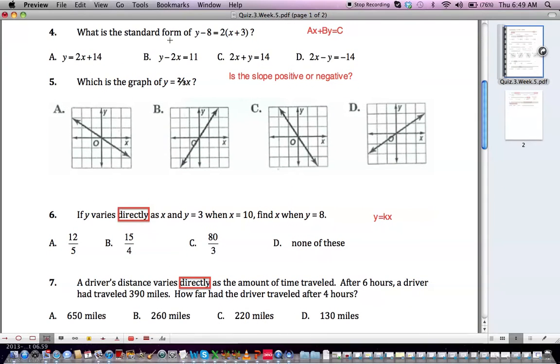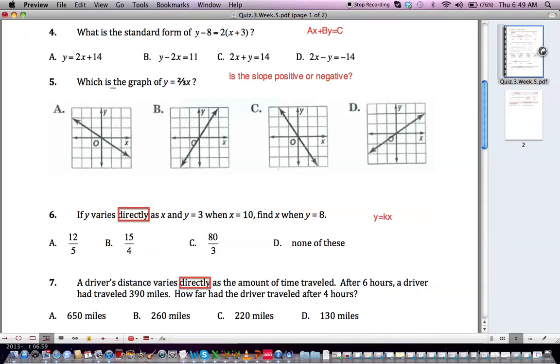What is the standard form of y minus 8 equals 2 times the sum of x plus 3? Standard form is ax plus by equals c. So you want to put this into standard form. And once you do that, you're going to pick your answer choice. Remember, you need to distribute first, and then you need to get x and y on the same side. Okay?